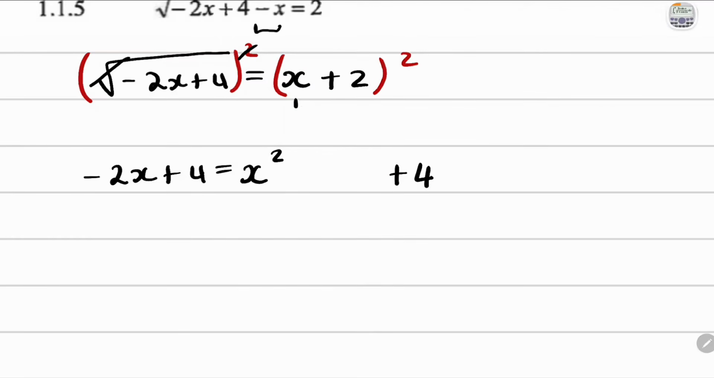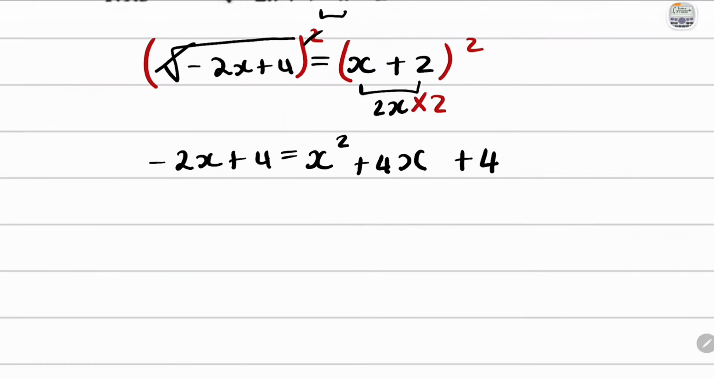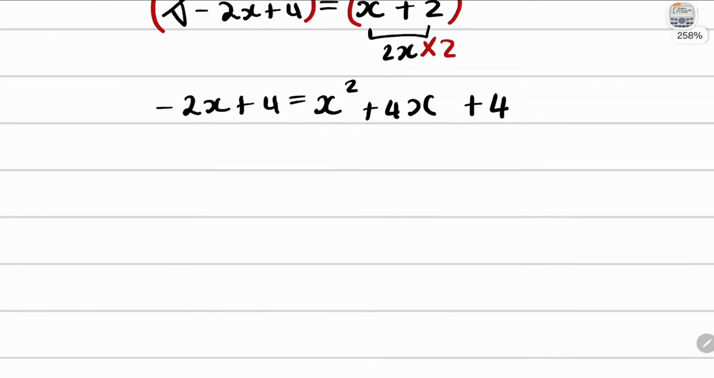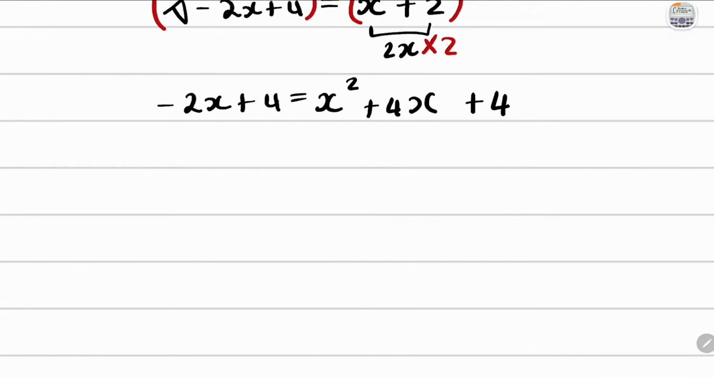Then first term multiplied by second term gives you 2x. And then just multiply that by 2, which gives you positive 4x. And there we go. Okay, so that is distributed. And now you see that it's going to form a trinomial. So take everything here over to the right-hand side.